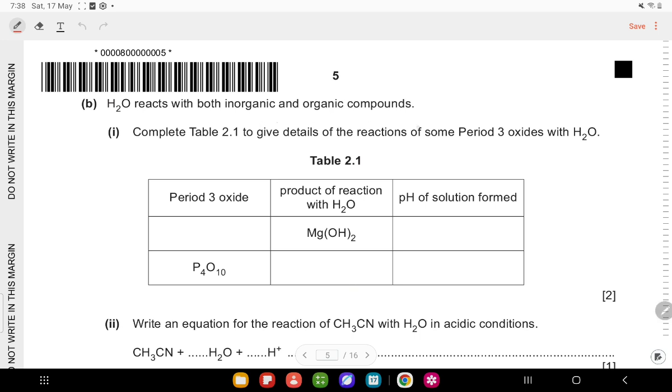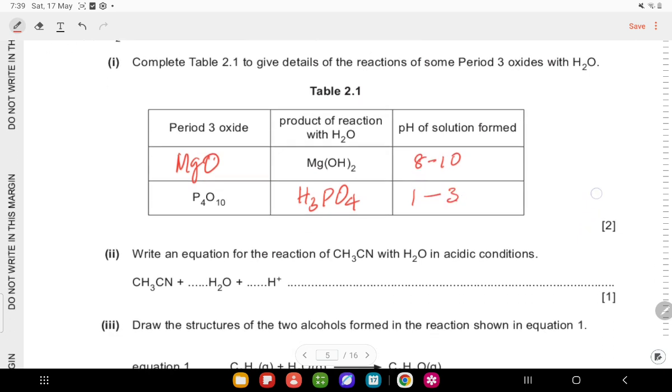Water reacts with both inorganic and organic compounds. Complete Table 2.1 to give details of the reactions of some period 3 oxides with water. Period 3 oxide, product of reaction with water. This is magnesium oxide, and the pH of the solution is 8 to 10. The product of the reaction is H3PO4, and the pH of this solution is 1 to 3.